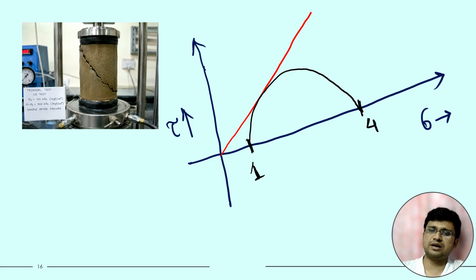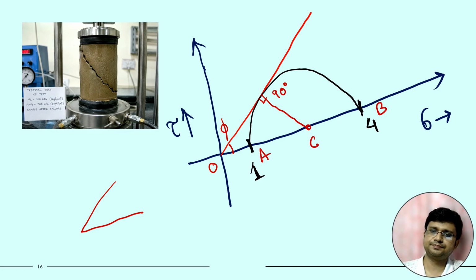Now we have to measure the angle, we have to measure the phi. So how to measure the phi? This is the center of the Mohr circle. This particular failure envelope is tangent with respect to the Mohr circle. So if we connect these two lines, then it will be 90 degree. Now if we think about this triangle, suppose this is O, A, B, C, D. In this triangle, this angle is 90 degree and this is phi.